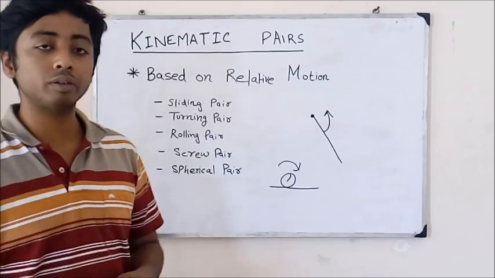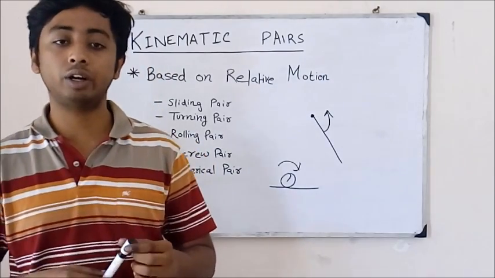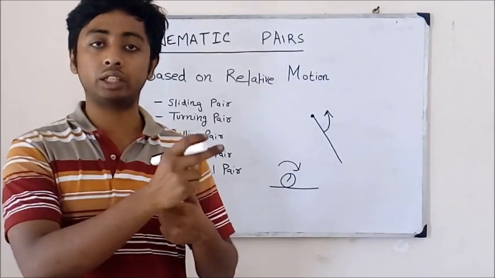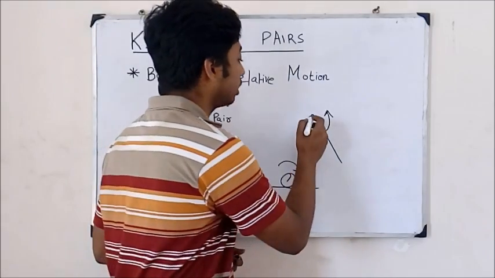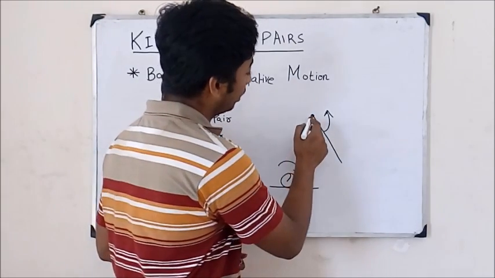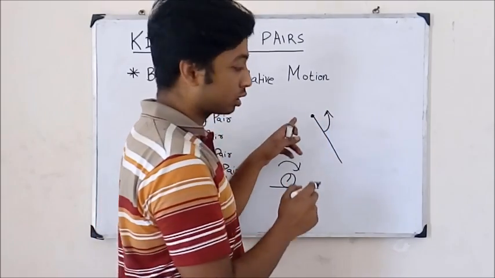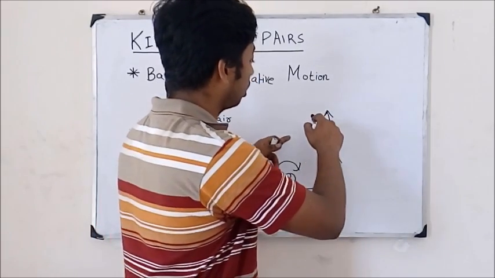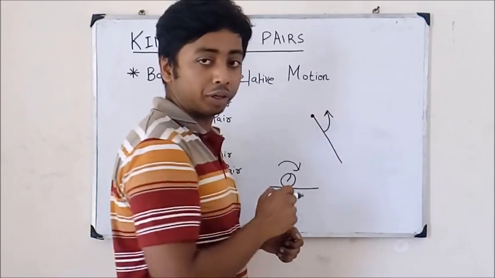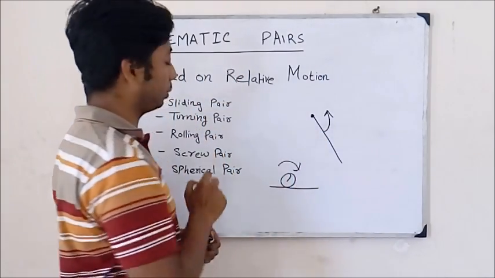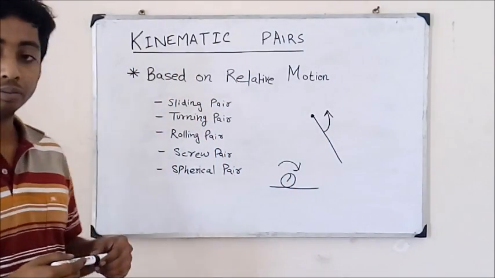Now let's move on to the turning pair. A turning pair is nothing but where one link revolves about another link. For example, suppose there is a pivot here, and one link is attached to this. So it's a node in this case. This link is turning about this pivot point. This is an example of a turning pair. Now let's move on to the rolling pair.